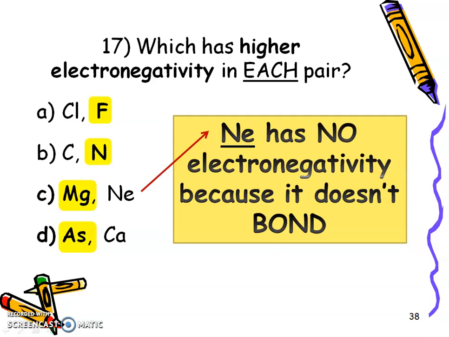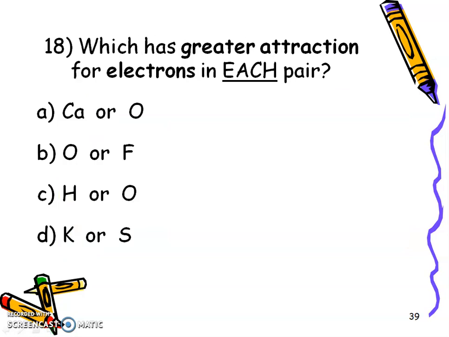Remember that neon is a noble gas. It's not going to want to bond. And because it doesn't bond, it really doesn't have an electronegativity associated with it. So even though it's more towards the right on the periodic table, that's a little tricky one there, where neon is a noble gas, doesn't react. So we really didn't talk about their electronegativities at all.